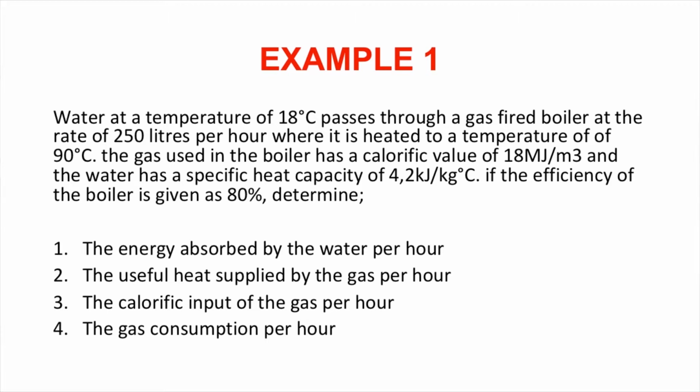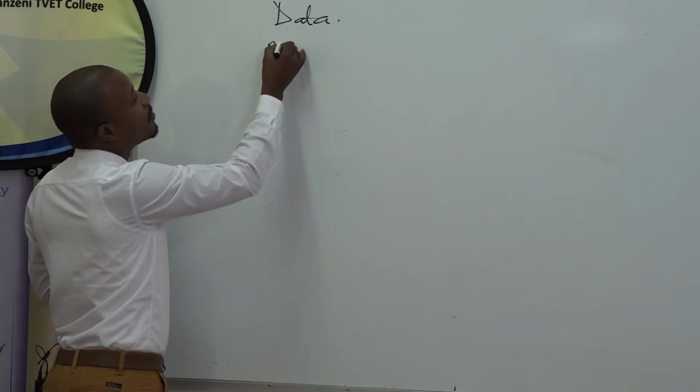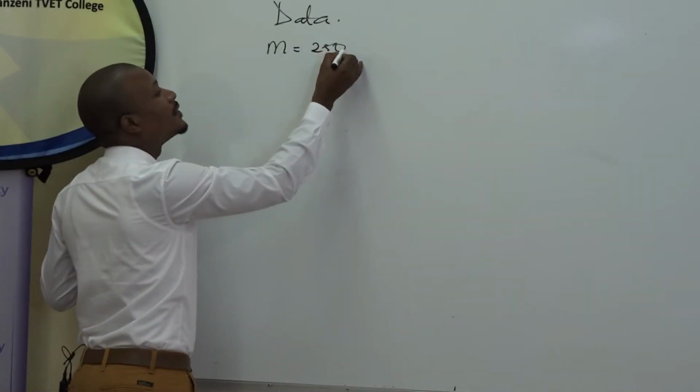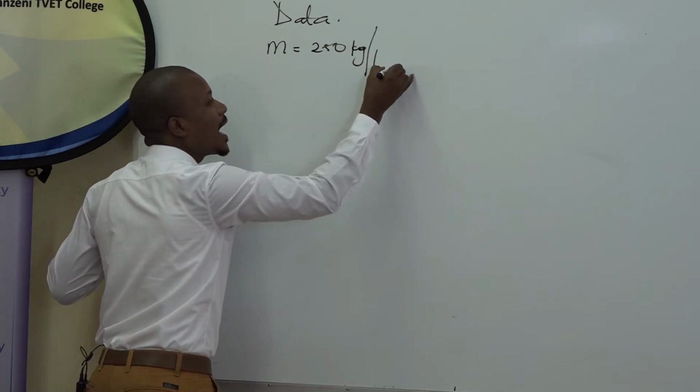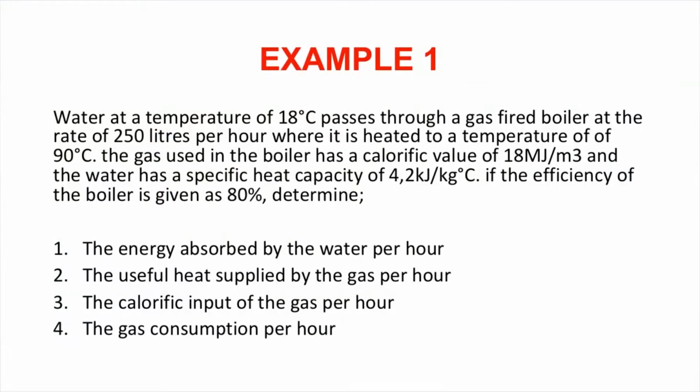Now let's try to unpack what is happening there. Let us extract our data from this statement which is given to us on the screen. They say water at the temperature of 18 degrees Celsius passes through a gas-fired boiler. So, extracting our data here, what do we have? We have the mass of water, which is 250 kg per hour. In an hour, we have 250 kg of water passing through a gas-fired boiler.